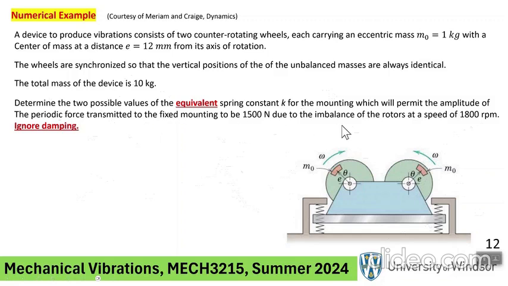Now, find the value of K. These masses are 12 millimeters away from the center of rotation. So at this speed, the magnitude of the force transmitted to the ground is 1500 newtons, ignoring damping.